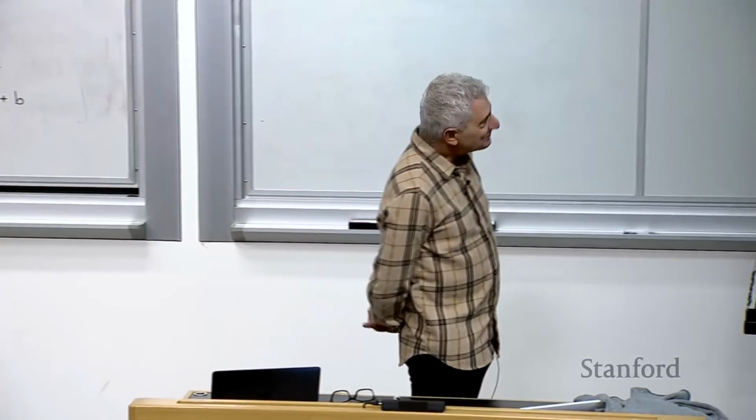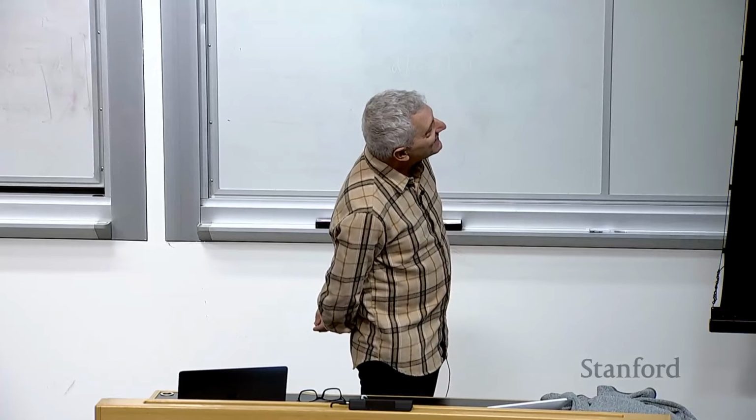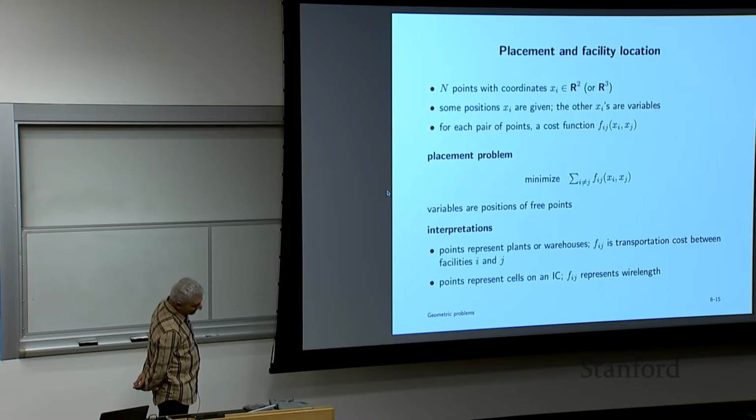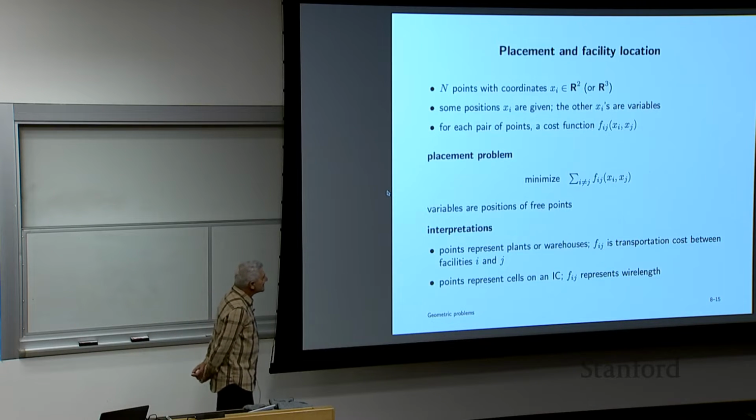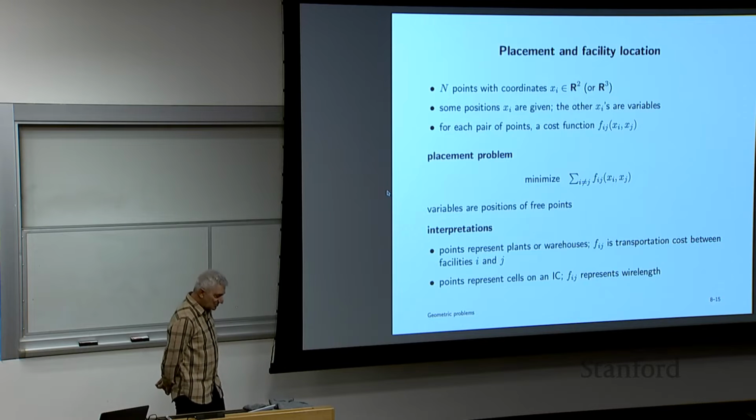Okay, so our last topic is called placement and facility location, and there's a whole bunch of problems that look like this, right? It typically goes down in like 2 or 3 dimensions, right? But there are cases where it goes down in higher dimensions. And the way it works typically is some of the positions are given and the others are variables.